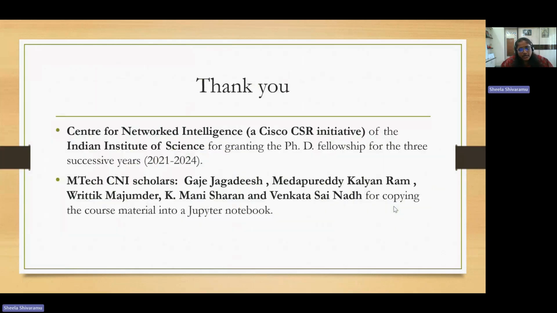I thank Center for Network Intelligence, Cisco CSR initiative of Indian Institute of Science for granting the PhD fellowship for the 3 successive years from 2021 to 2024. I also would like to thank MTech CNI scholars Jagadish, Kalyan, Ritik, Manisharan, Venkata Sainath for copying the course material into a Jupyter notebook. This integration actually helps the readers to read the course content within the Jupyter notebook and also execute the code within the Jupyter notebook.